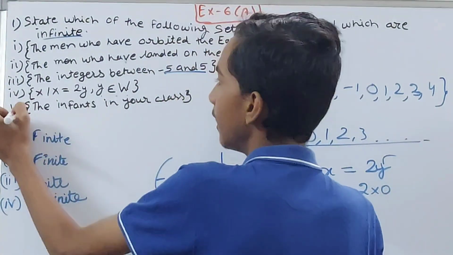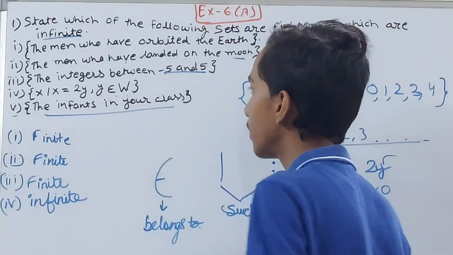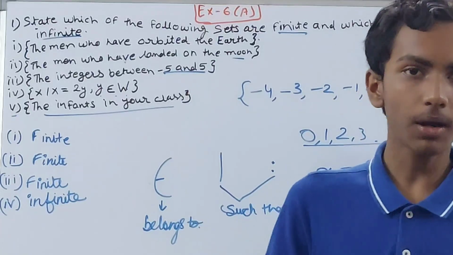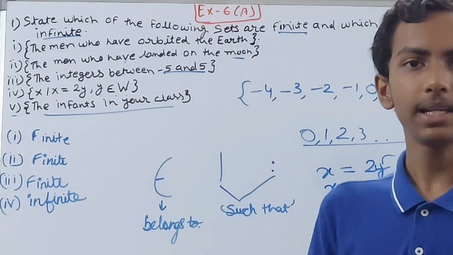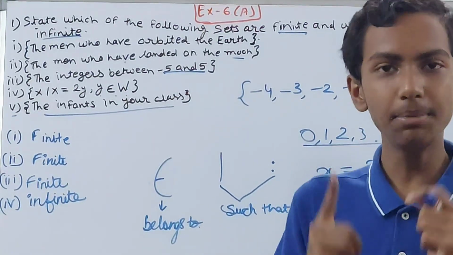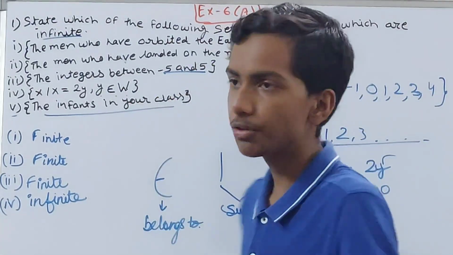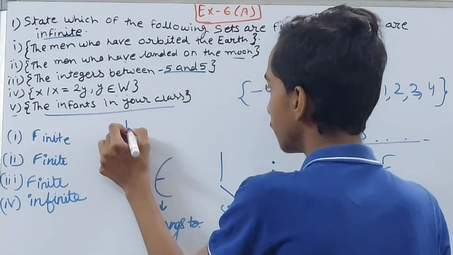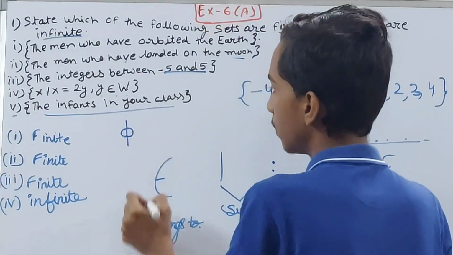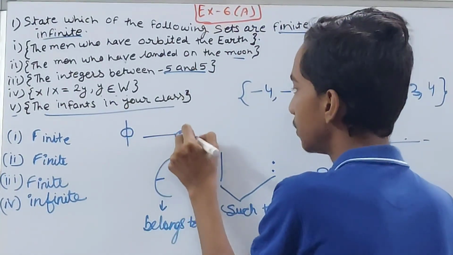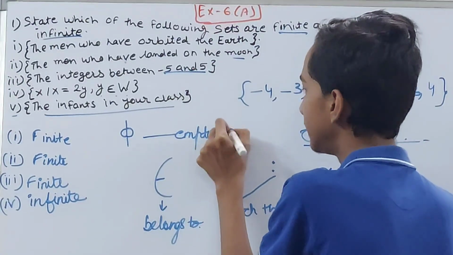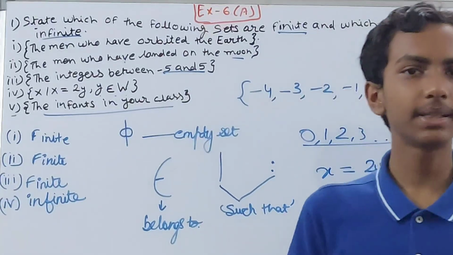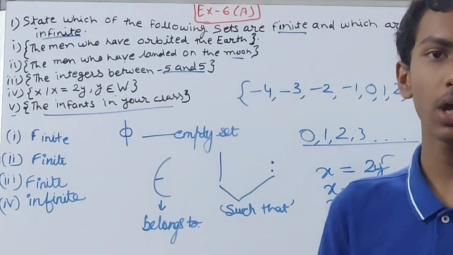Then the fifth part says the infants in your class. You have to tell whether this set of infants in your class is finite or infinite. Of course it is finite. Why? Because this is an empty set. An empty set is that set which has no elements. This sign that I have made here is used to represent an empty set. An empty set has no elements.